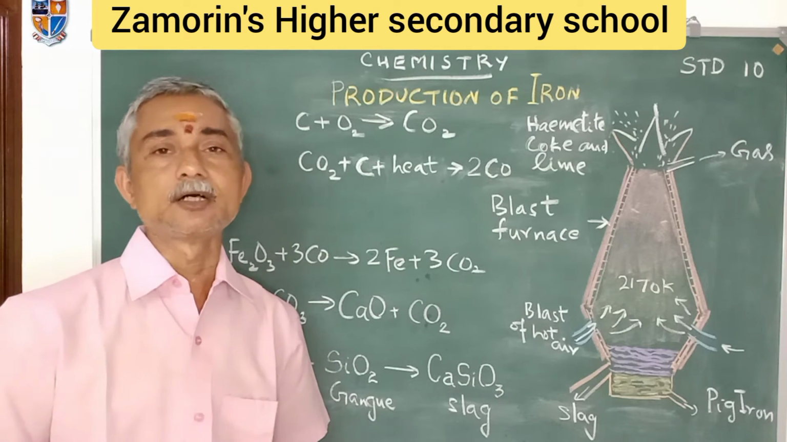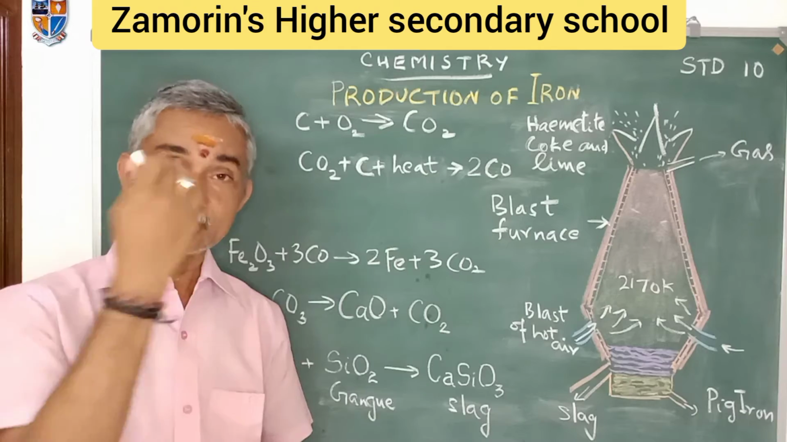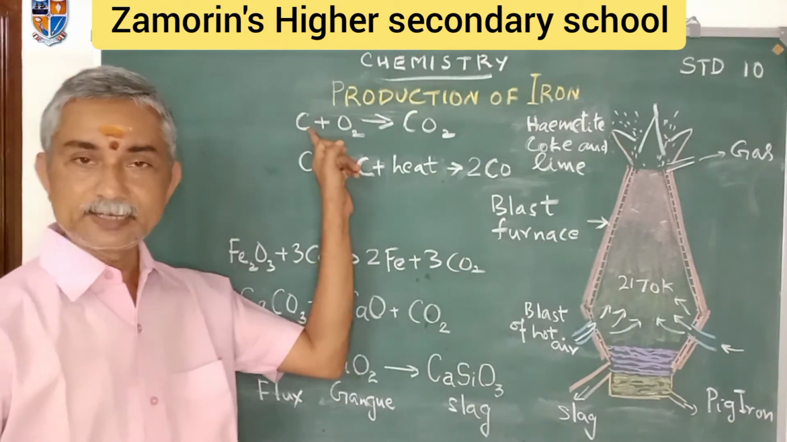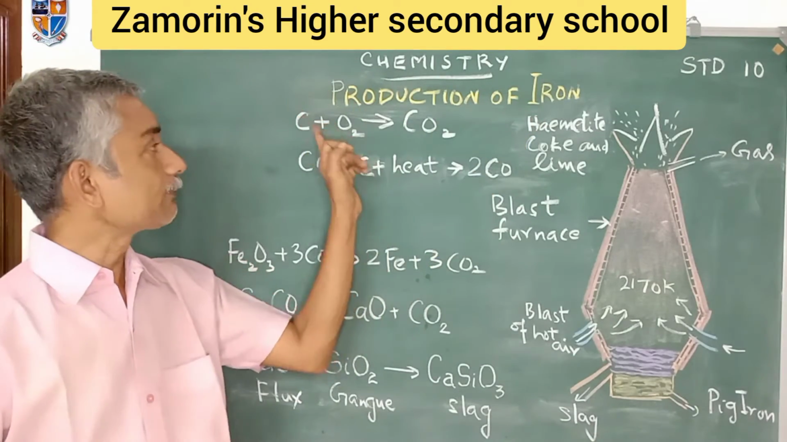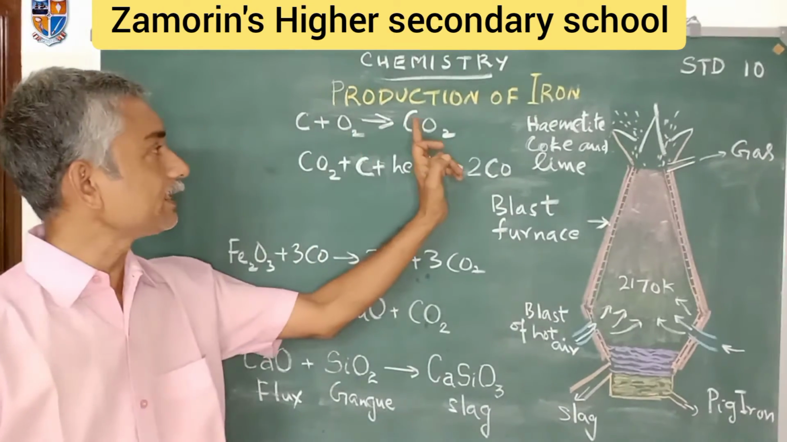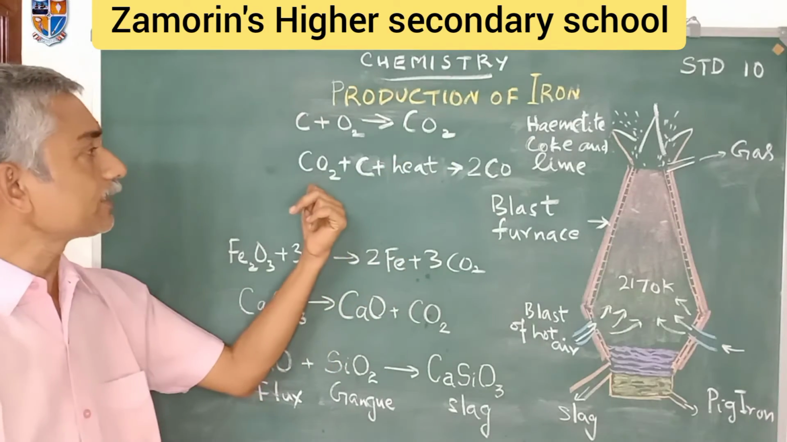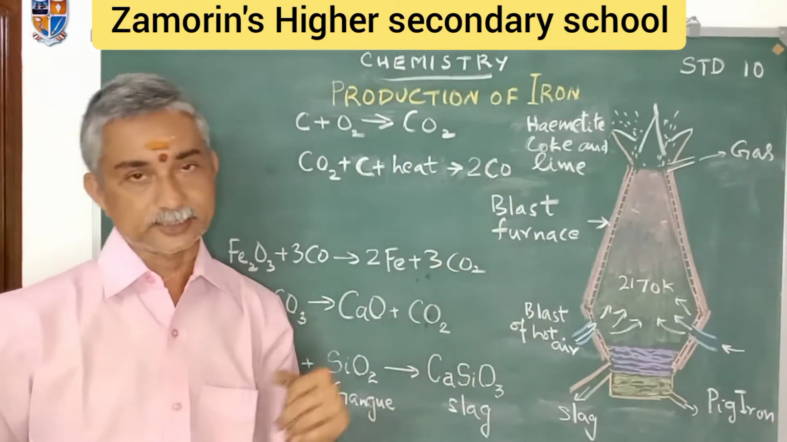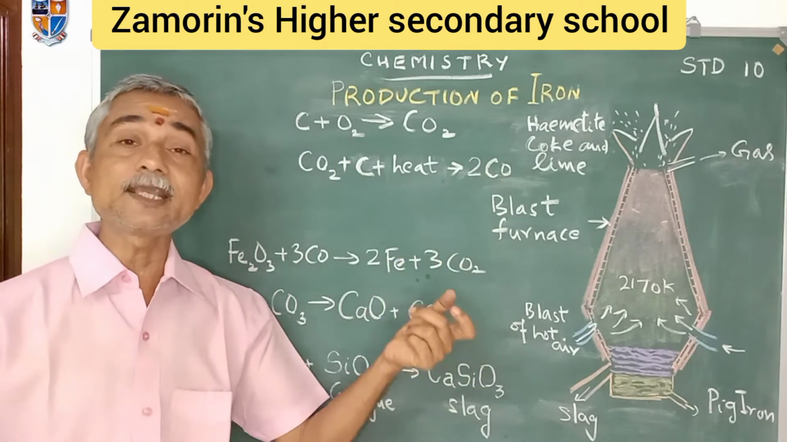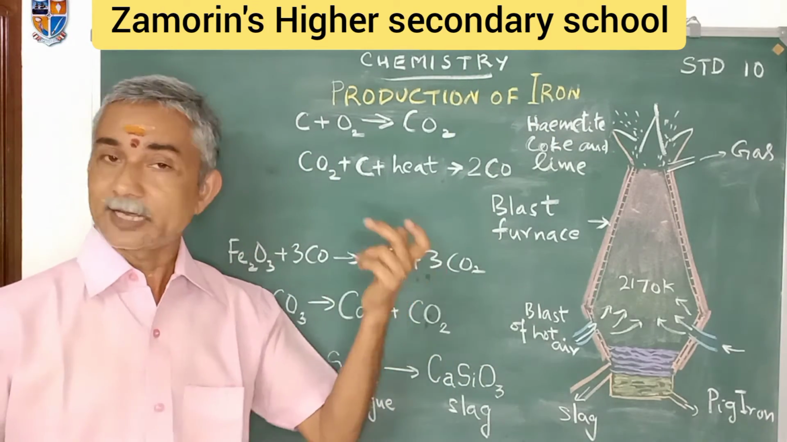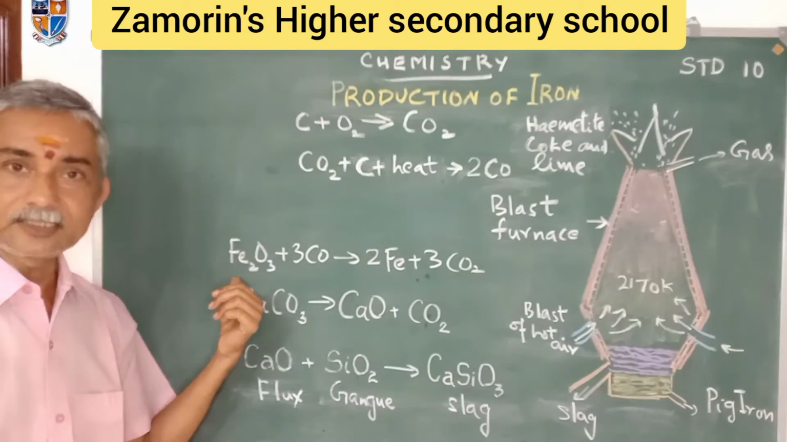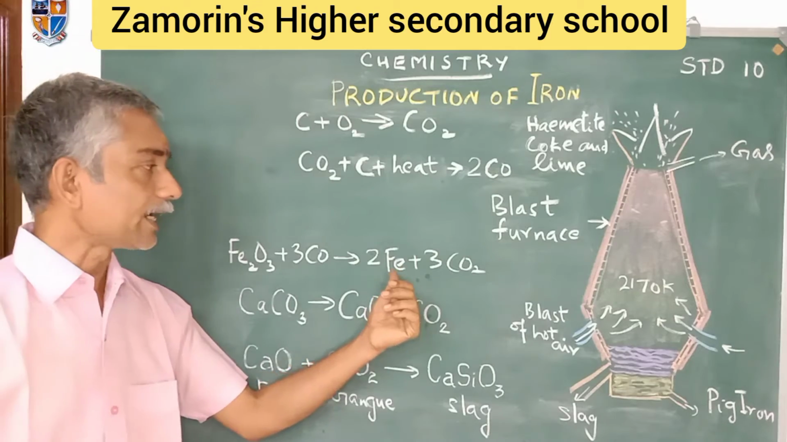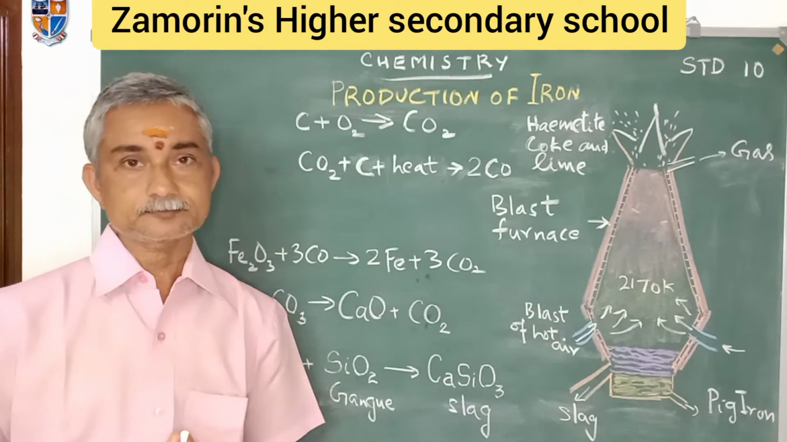So we can look at the steps, that is, the equations related to this blast furnace. Carbon, that is coke, mixed with oxygen becomes carbon dioxide. This carbon dioxide again combines with carbon and heat forming carbon monoxide. It becomes the reducing agent for the ore, hematite. Here hematite, Fe2O3, mixed with carbon monoxide becomes iron and carbon dioxide.